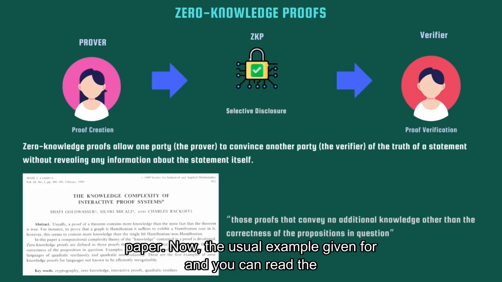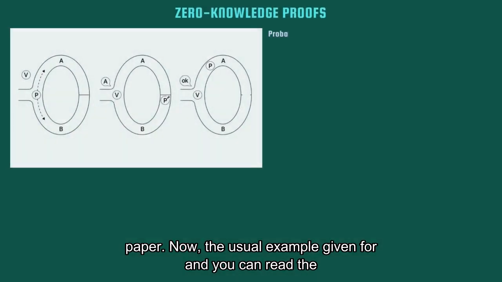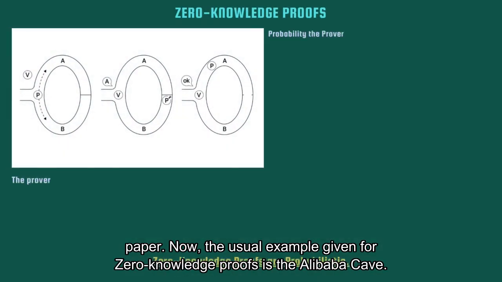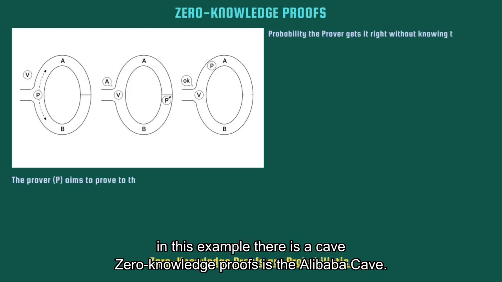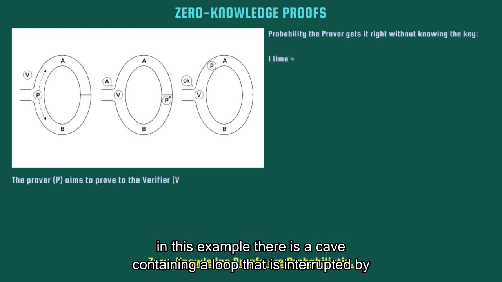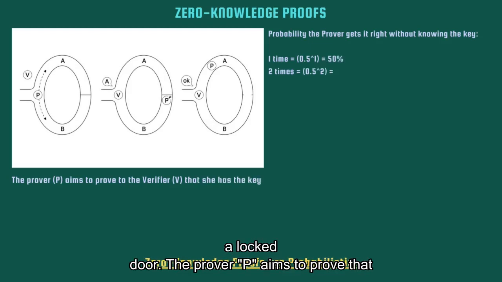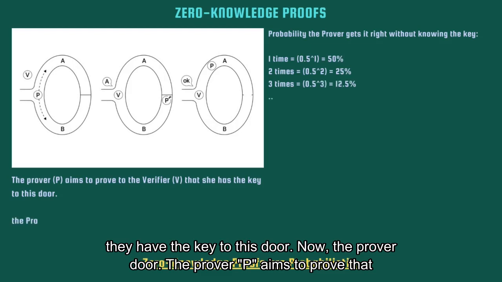Now, the usual example given for zero knowledge proofs is the Alibaba cave. In this example, there is a cave containing a loop that is interrupted by a locked door. The prover P aims to prove that they have the key to this door.